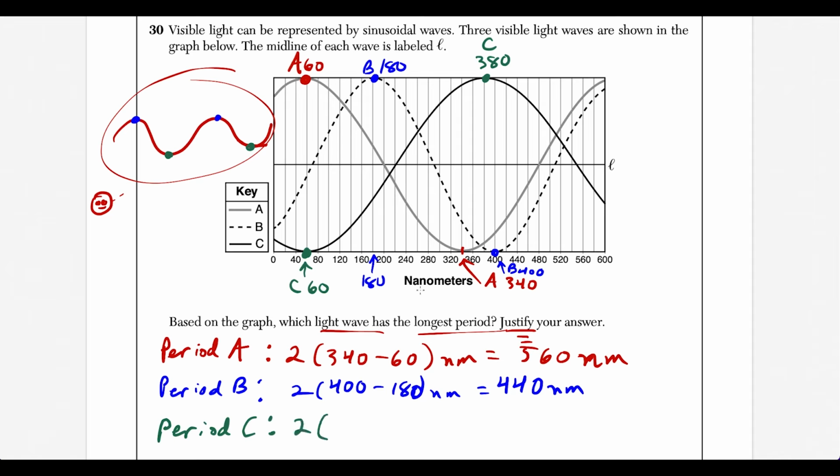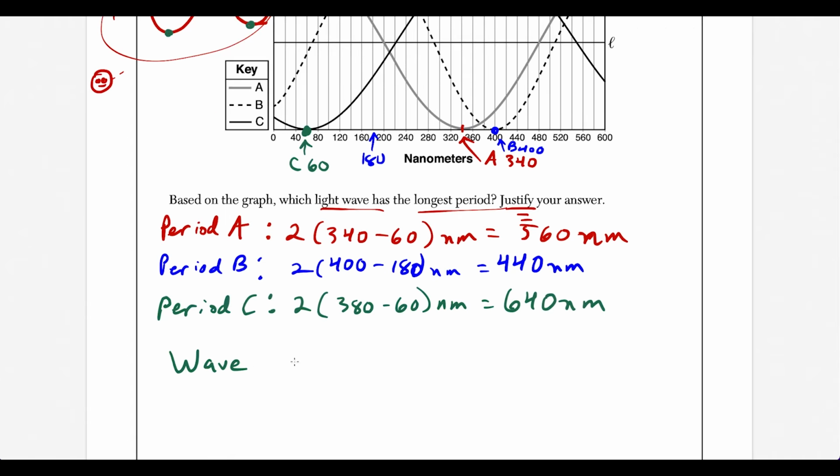So we have 2 times, and now we have 380 minus 60 nanometers. If we work this out, 380 minus 60 is 320. 320 times 2 is 640. So you have 640 nanometers. Now we could just answer this. Wave C has the longest period.